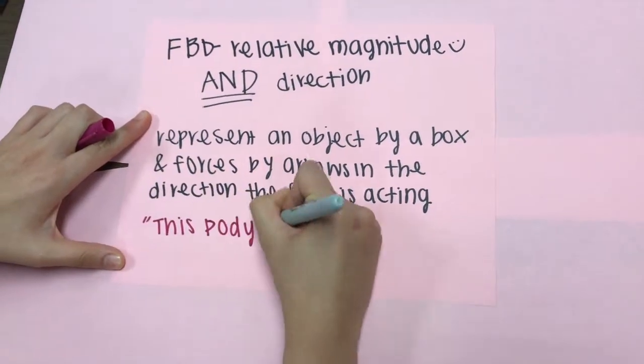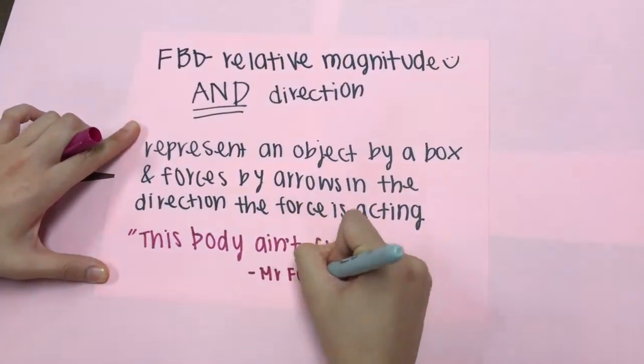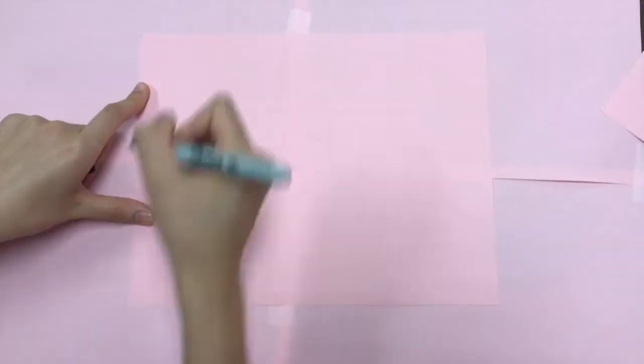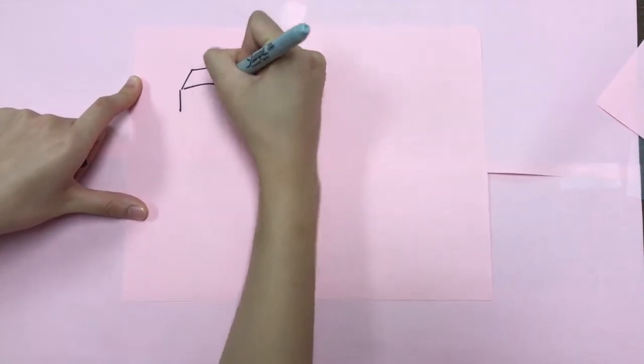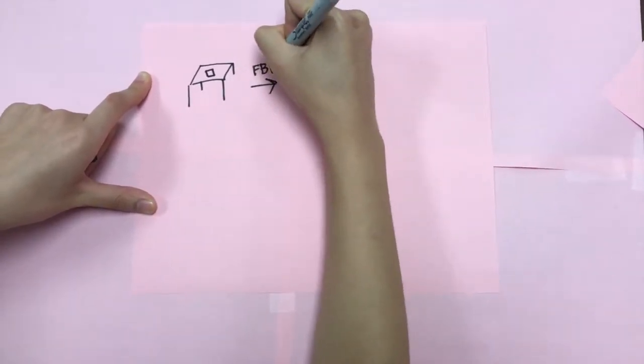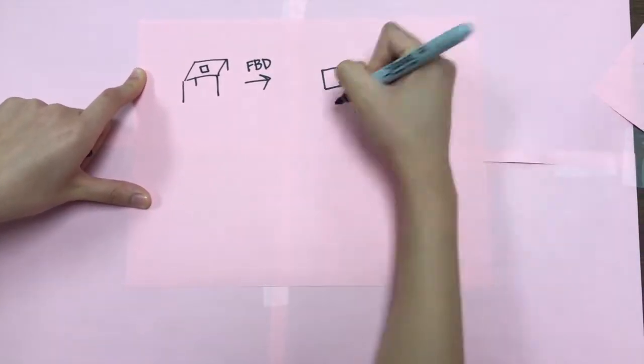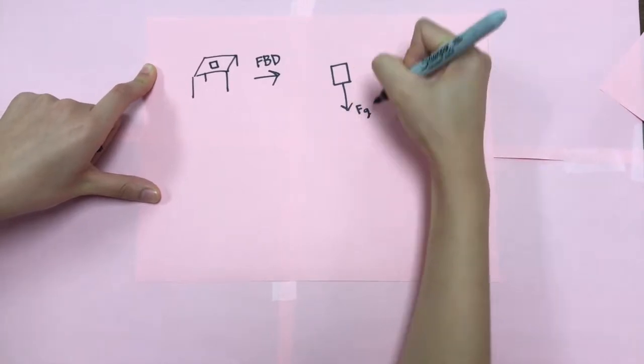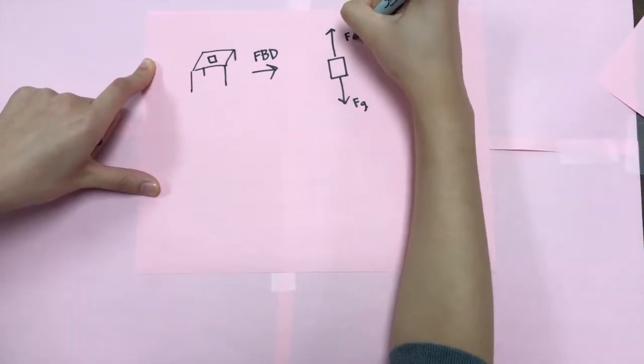In free body diagrams, it's important that arrows are representative of the magnitude of forces and that all forces are labeled. In the context of a box resting on a table, the free body diagram of the box would show a downward force of gravity and the equal and opposite upward normal force.